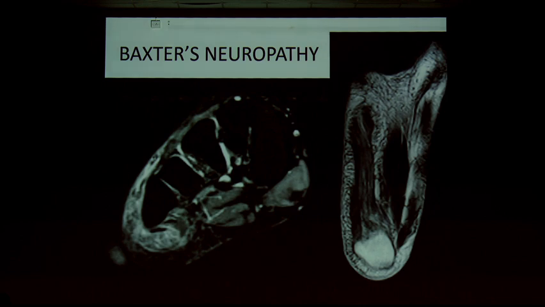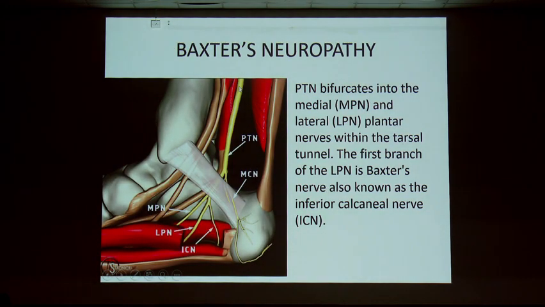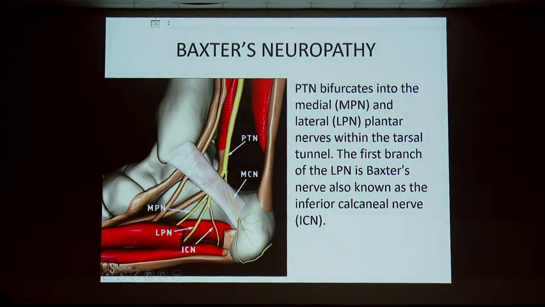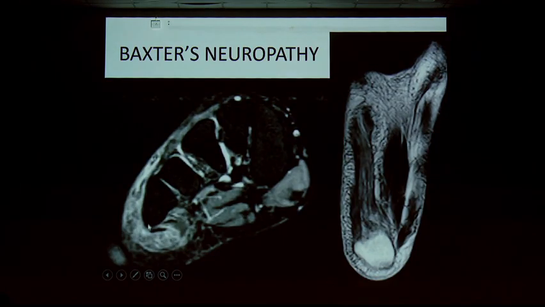What is Baxter's neuropathy? For that, the anatomy is very important. This is the posterior tibial nerve, which divides into medial plantar nerve and lateral plantar nerve. The first branch of lateral plantar nerve is inferior calcaneal nerve, otherwise called as Baxter's nerve. Whenever Baxter's nerve is compressed, exactly where the plantar fascia is thickened, it will produce atrophy of this important muscle. This muscle is abductor digiti minimi. This will be seen over here. You can see the abductor digiti minimi.